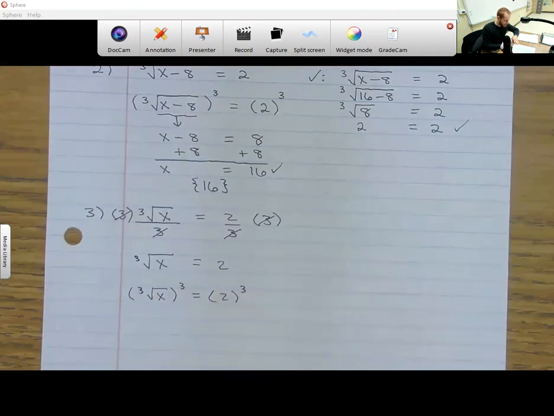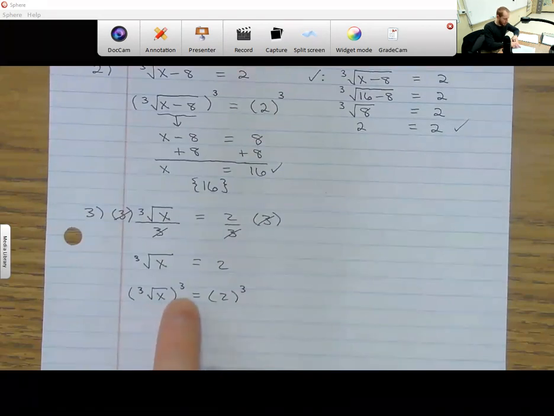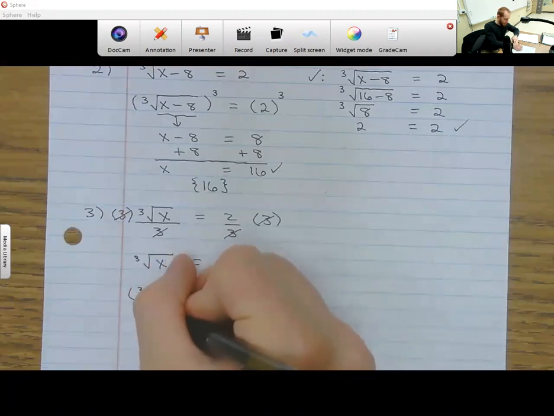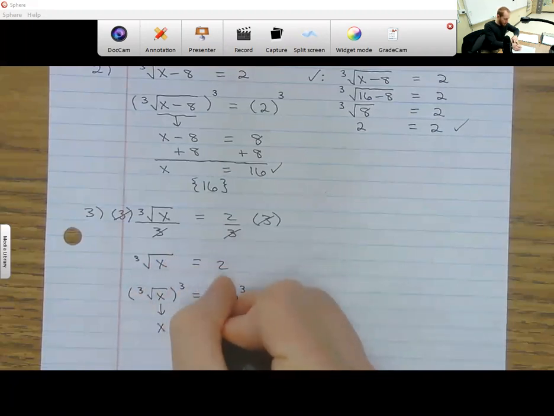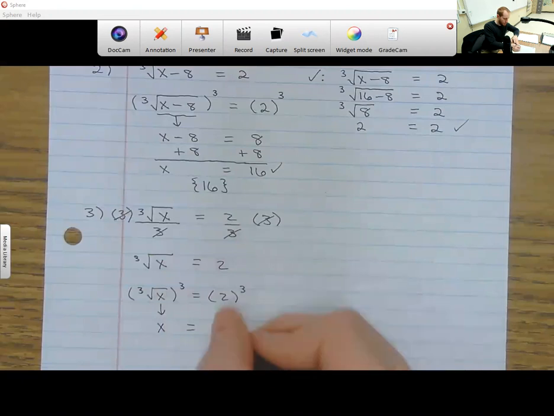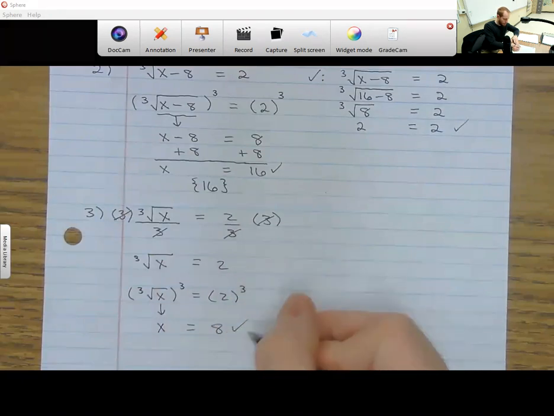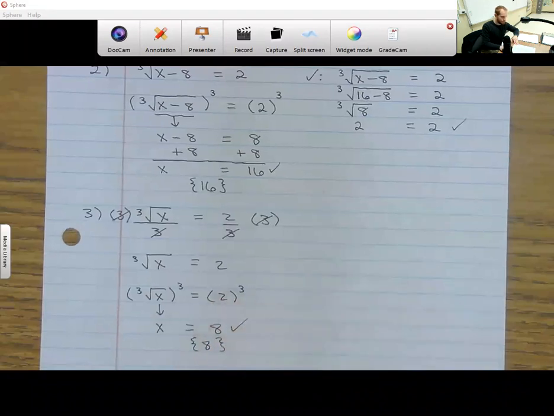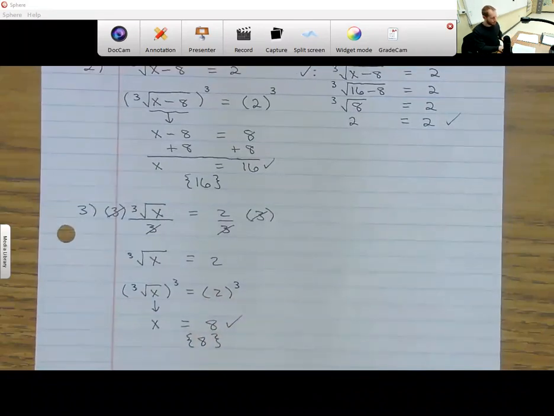Okay. So now, once I cube both sides, the cube root and the cube are going to cancel each other out. The x is going to come out. And 2 cubed, that's going to give me 8. So I put 8 inside my solution set. All right. So I know my answer is 8.